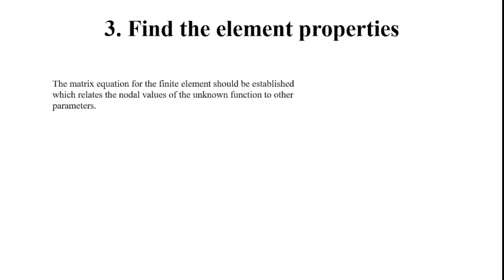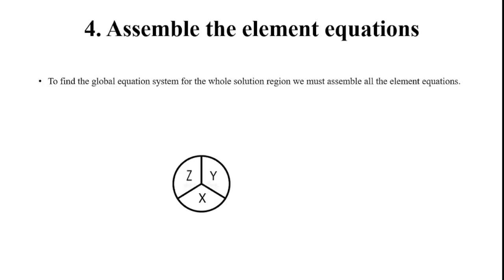And then the third step is find the element properties. What are the properties? Yes, the matrix equation for the finite element should be established, which relates the nodal values of the unknown function to the other parameters. For example, if you consider the stress strain curve, the unknown parameter displacement is also one of the factors that indirectly impacts the process. So which is also important in analysis. What are all the other factors that are influencing the process, and then assemble the element equations.